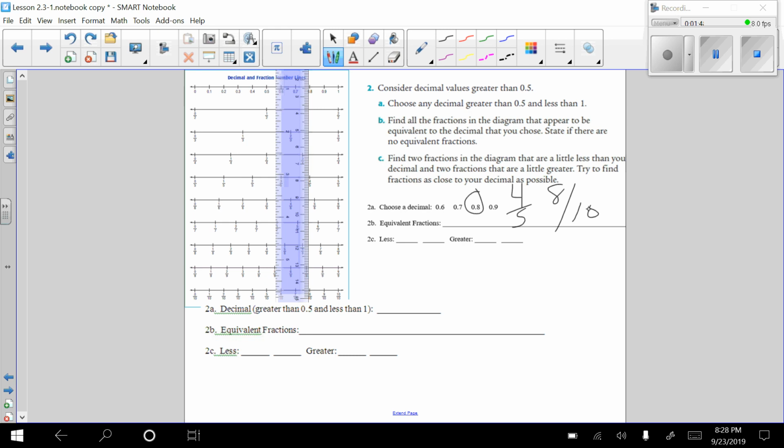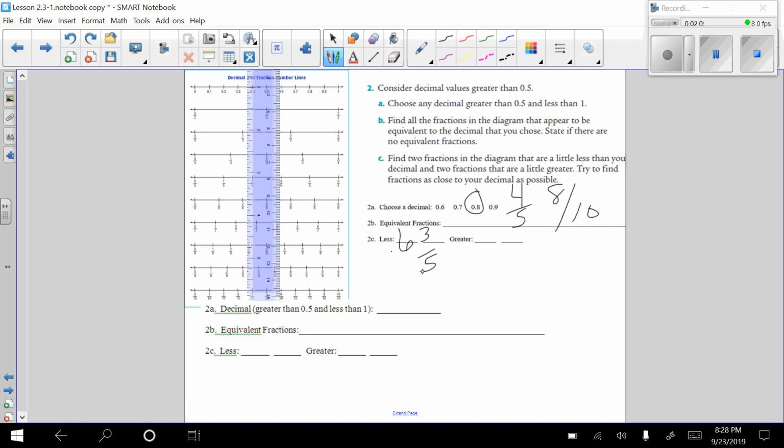Right? Now I want to choose something less than 0.8. Let's go ahead and go down to 0.6. I can choose any that I wish, but I'll go with 0.6. If I'm looking at fractions that are equivalent, that could be less than 0.8 or equivalent to 0.6, I could say, well, 3/5 is equivalent to 0.6.